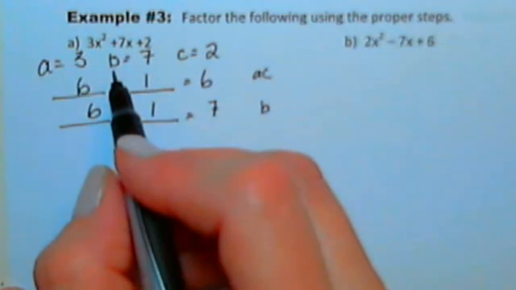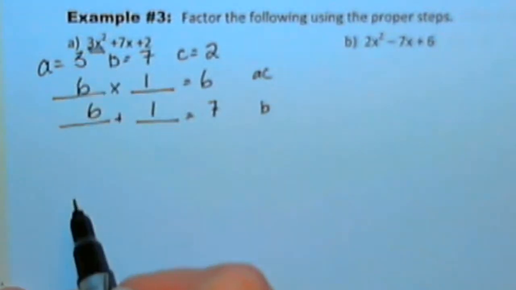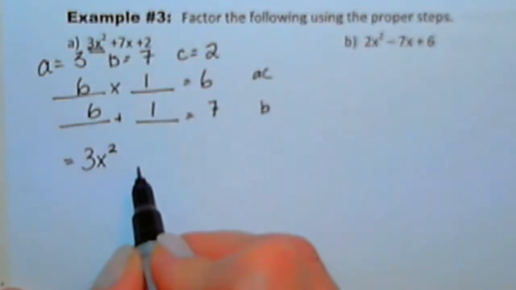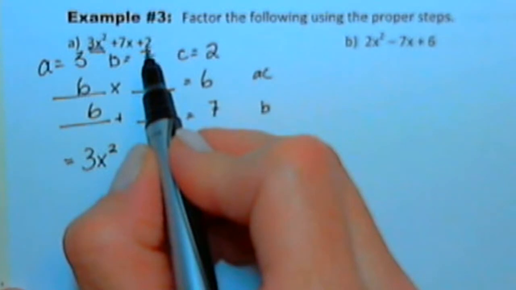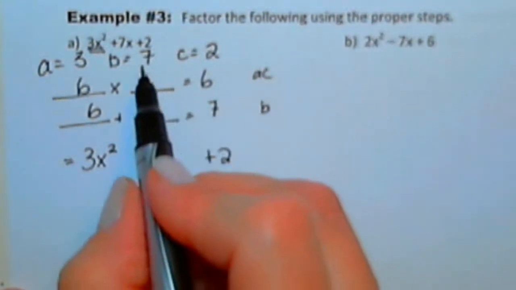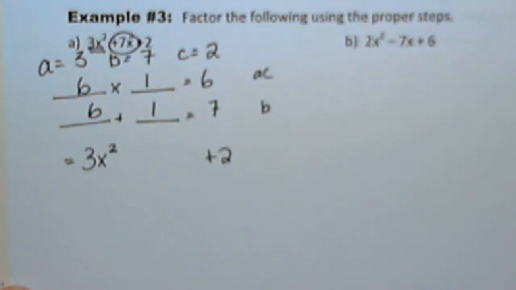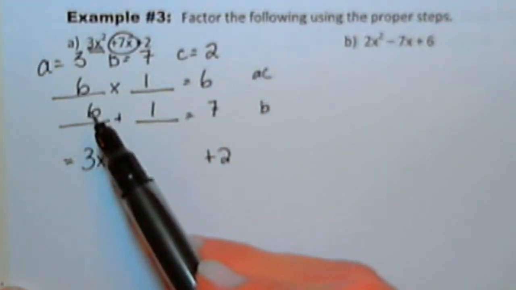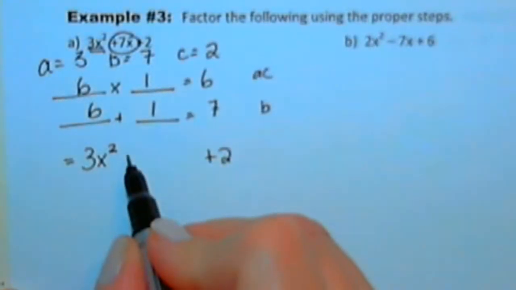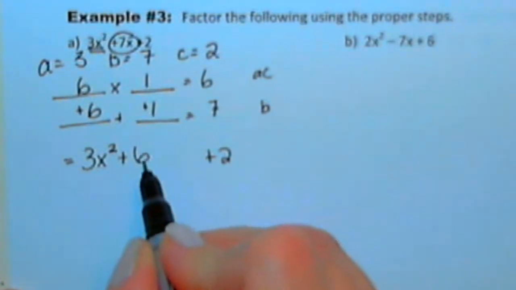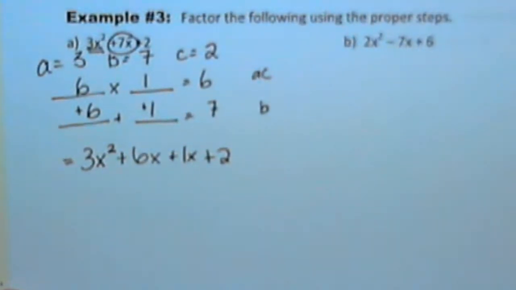Your next step is to go back to your original question and rewrite the first term exactly as it was, which is 3x squared. Leave a space. Write your last term exactly as it was, which is a plus 2. And you're going to remove 7x from looking exactly the way it did there. Instead of writing 7x, you're going to write 6x plus 1x. And again, this is a plus 6x and this is a plus 1x. So it's a plus 6x plus 1x.